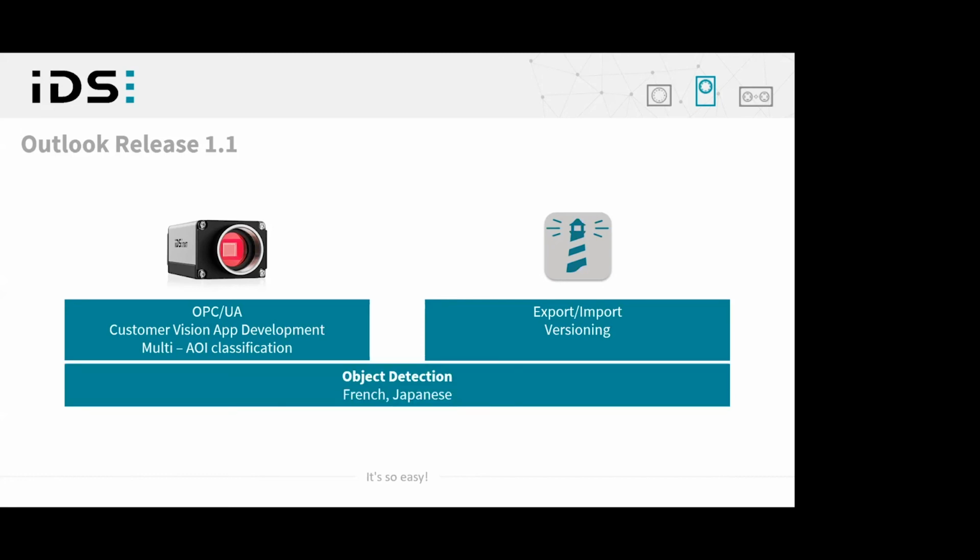And one of the major innovations will be that we offer object detection. So as a new deep learning tool, not only classification will be there, we also offer object detection, and we extend our language package to French and Japanese. So this was a short outlook of what you can expect this year.